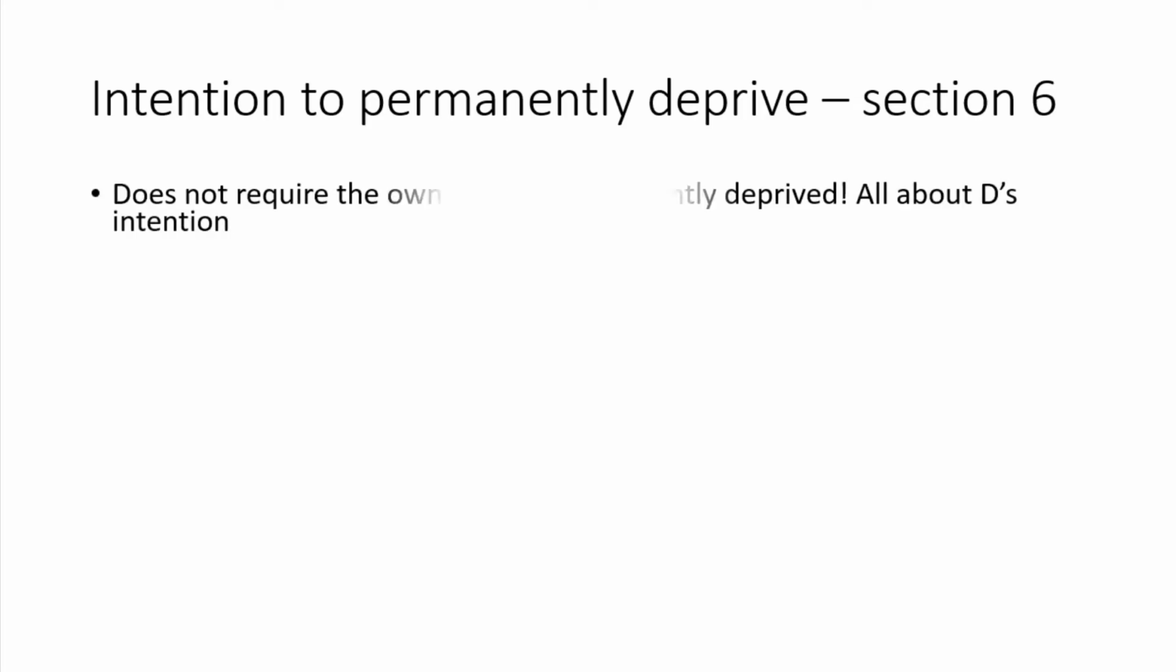So the last thing that we need to look at is the intention to permanently deprive under section 6. And the first thing to note is it doesn't require the owner to be permanently deprived of the property. It's all about what the defendant intended. That is the key, and it's what their main aim or purpose was. The owner can still get their property back and the defendant can still be convicted of theft.